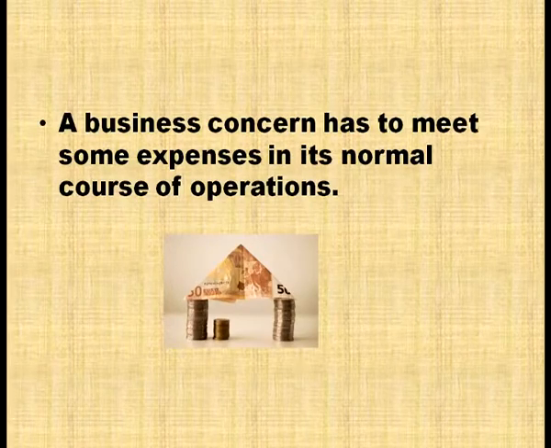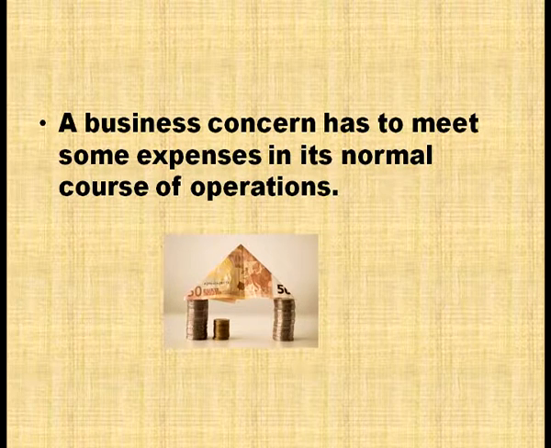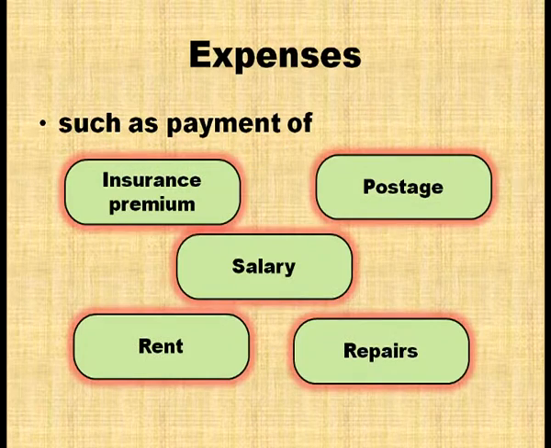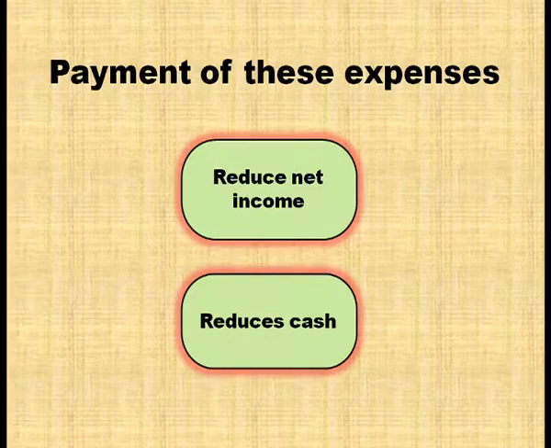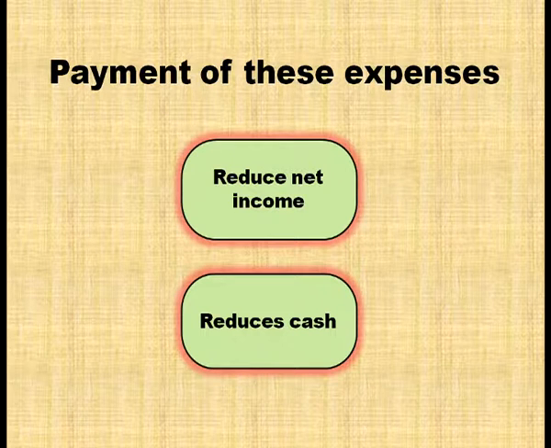That is 4,45,000 on both sides. A business concern has to meet some expenses in its normal course of operation. Which are the expenses? Expenses like insurance premium, postage, salary, rent, repairs, etc. Payment of these expenses will reduce net income. That is, it will reduce the cash. Expenses will reduce the cash balance. As expenses are reducing the cash balance, it is deducted from the capital also.